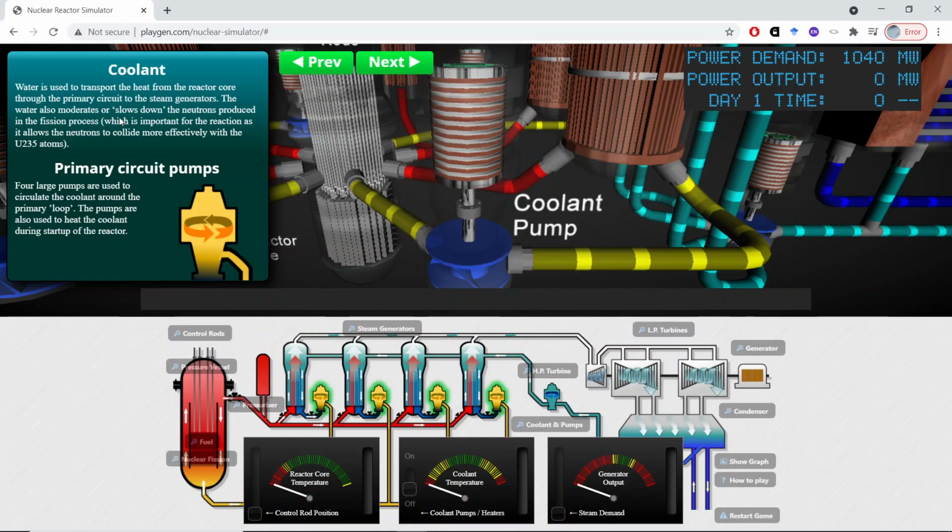The water also moderates or slows down the neutrons producing the fission process, which is important for the reaction as it allows the neutrons to collide more effectively with the uranium-235 atoms. Primary circuit pumps. 4 large pumps are used to circulate the coolant around the primary loop. The pumps are also used to heat the coolant during the startup of the reactor.